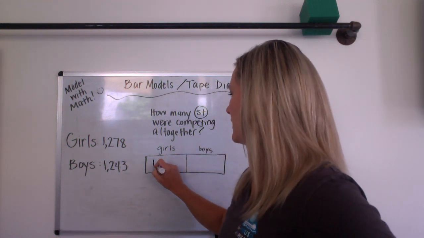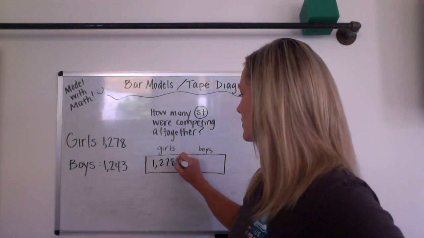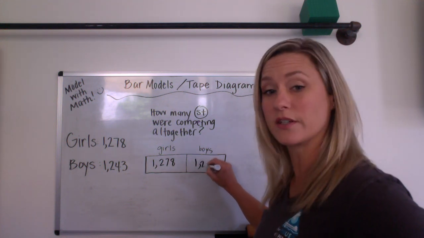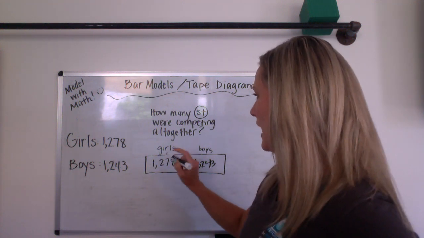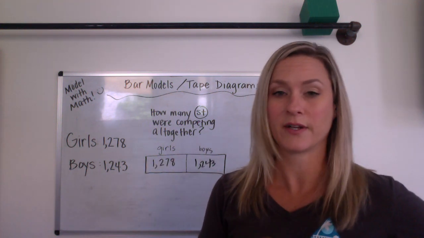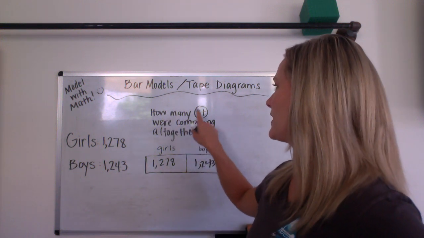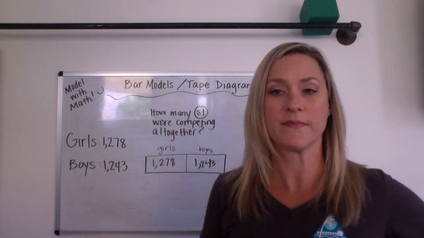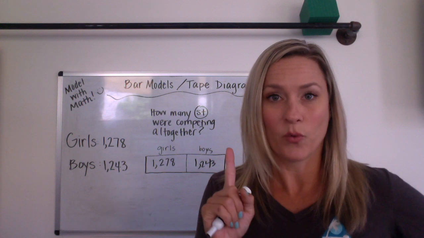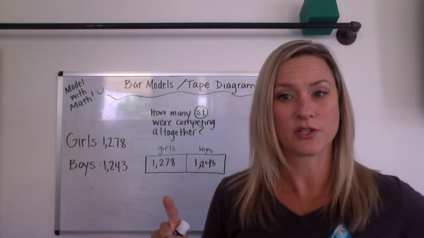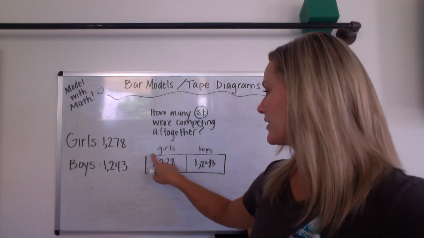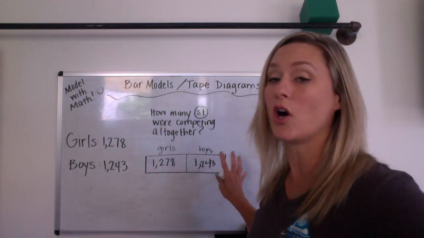So 1,278 girls and 1,243 boys were at the science fair, competing at the science fair. Now, the question is, how many students were competing all together? All right, so here's the kicker. With a bar model, you want to put a question mark on the part you're trying to solve. So you're trying to figure out how many girls and boys there are all together.